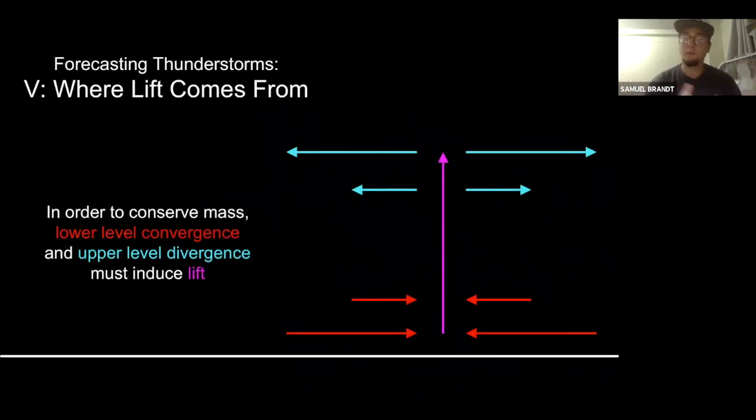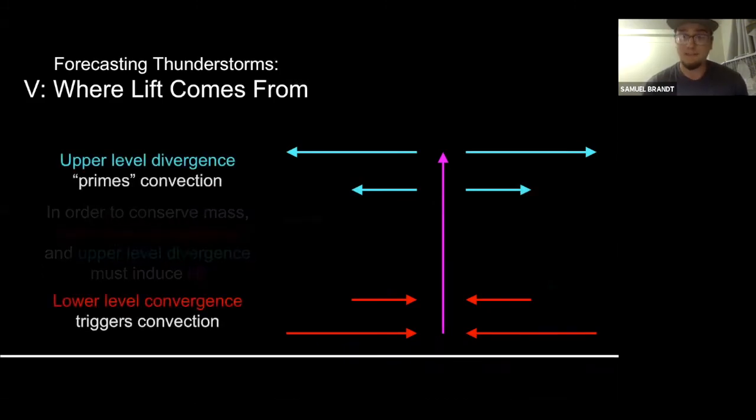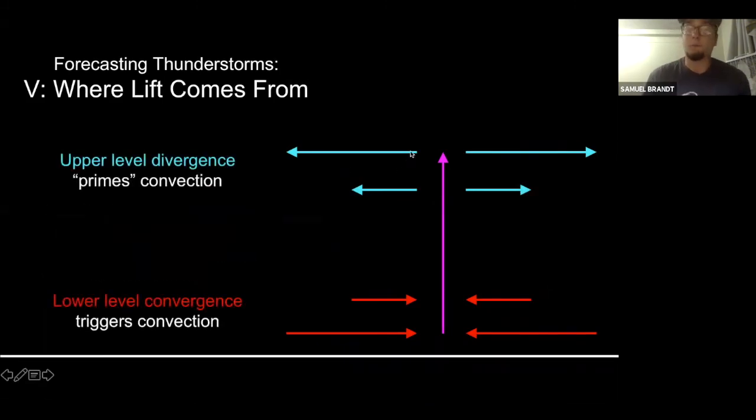So there are two ways to get lift in our atmosphere. And they both have to do with the conservation of mass. So you can either remove mass from the top of the atmosphere. That way, in order to conserve mass, air has to move up towards it, or you can have lower level convergence. Now, these two types of lift play different roles when it comes to convection.